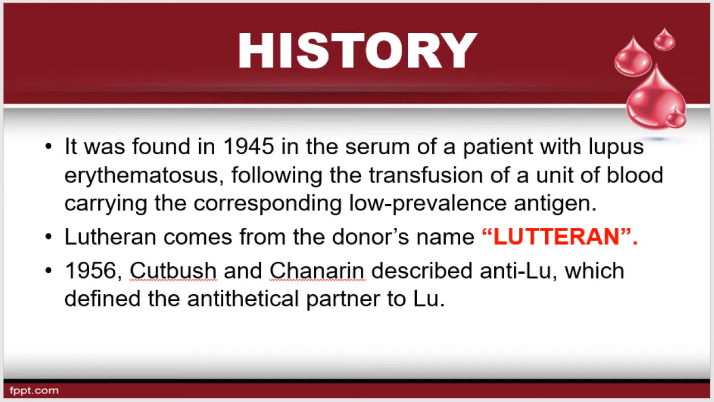It was found in 1945 in the serum of a patient with lupus erythematosus following the transfusion of a unit of blood carrying the corresponding low prevalence antigen. The patient also made anti-C, anti-N, and the first example of anti-CW. Lutheran comes from the donor's name.